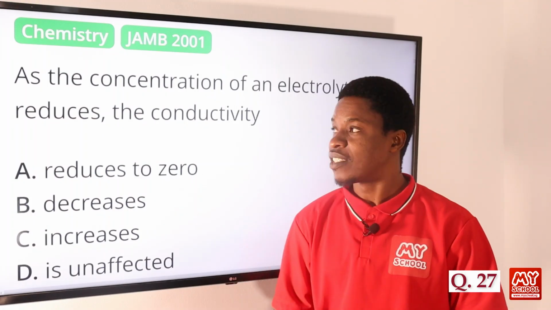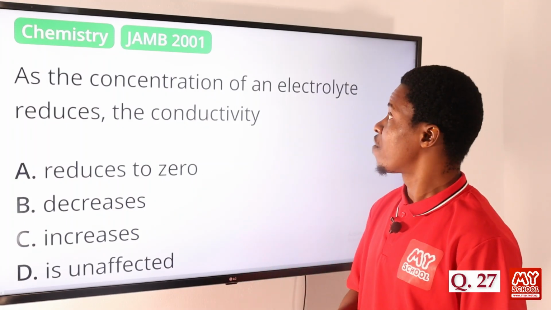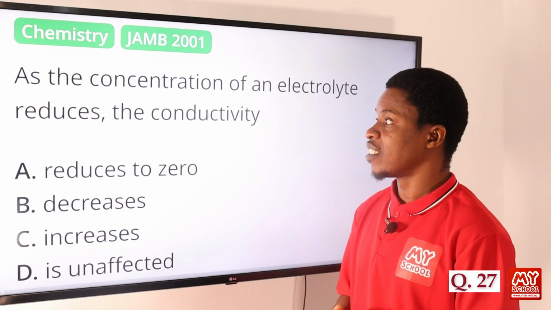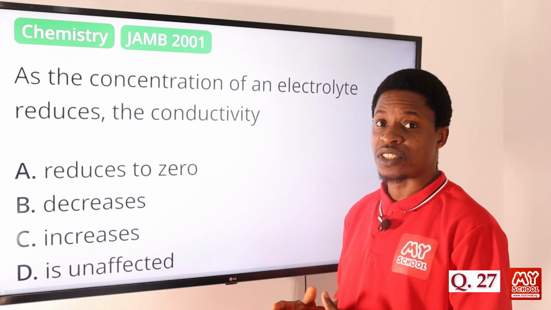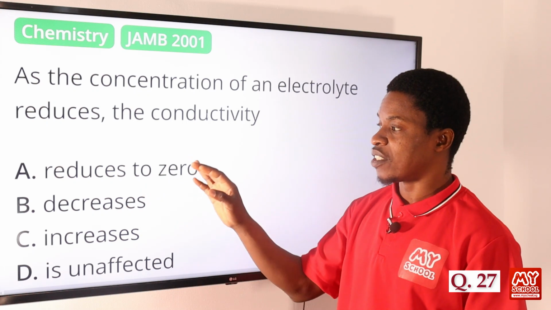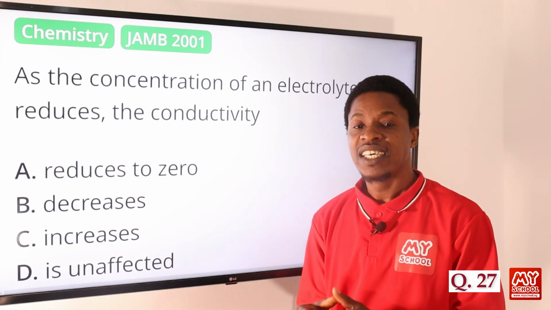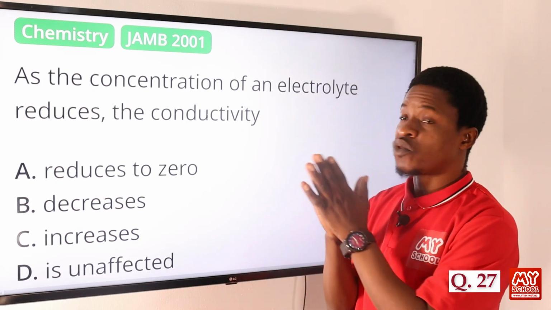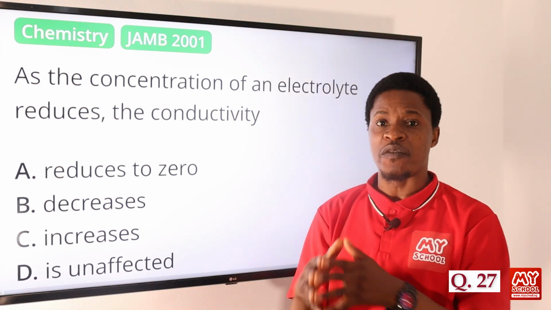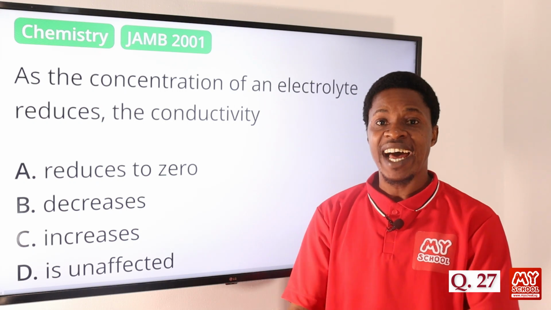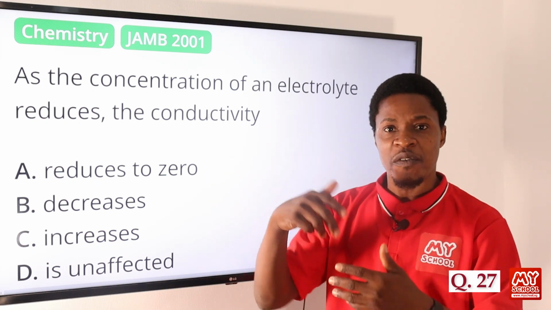Now question number 27. As the concentration of an electrolyte reduces, the conductivity does what? Does it reduce to zero? Does it decrease? Does it increase? Or is it unaffected? Now, the higher the concentration of a solution, the higher the conductivity of that solution too.